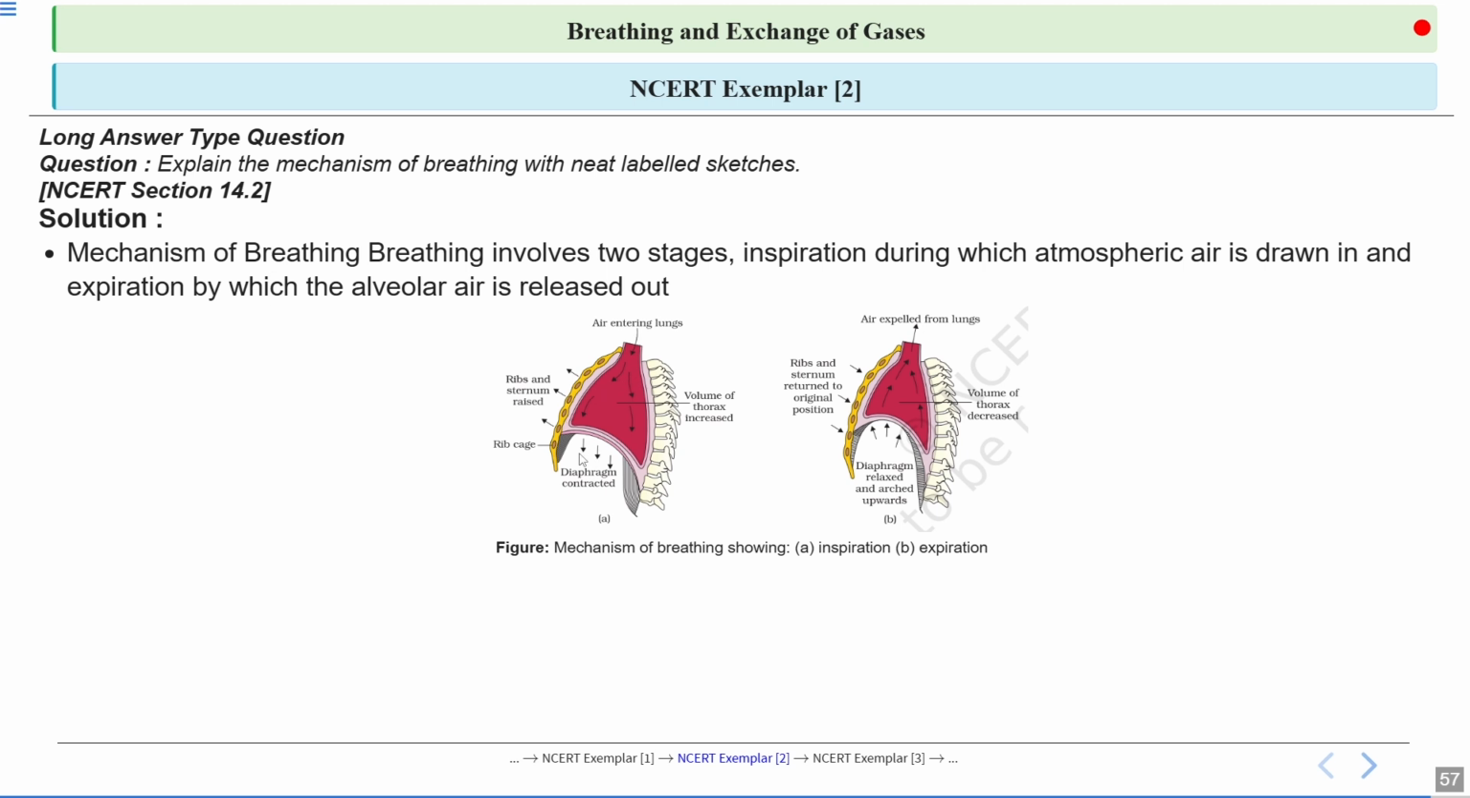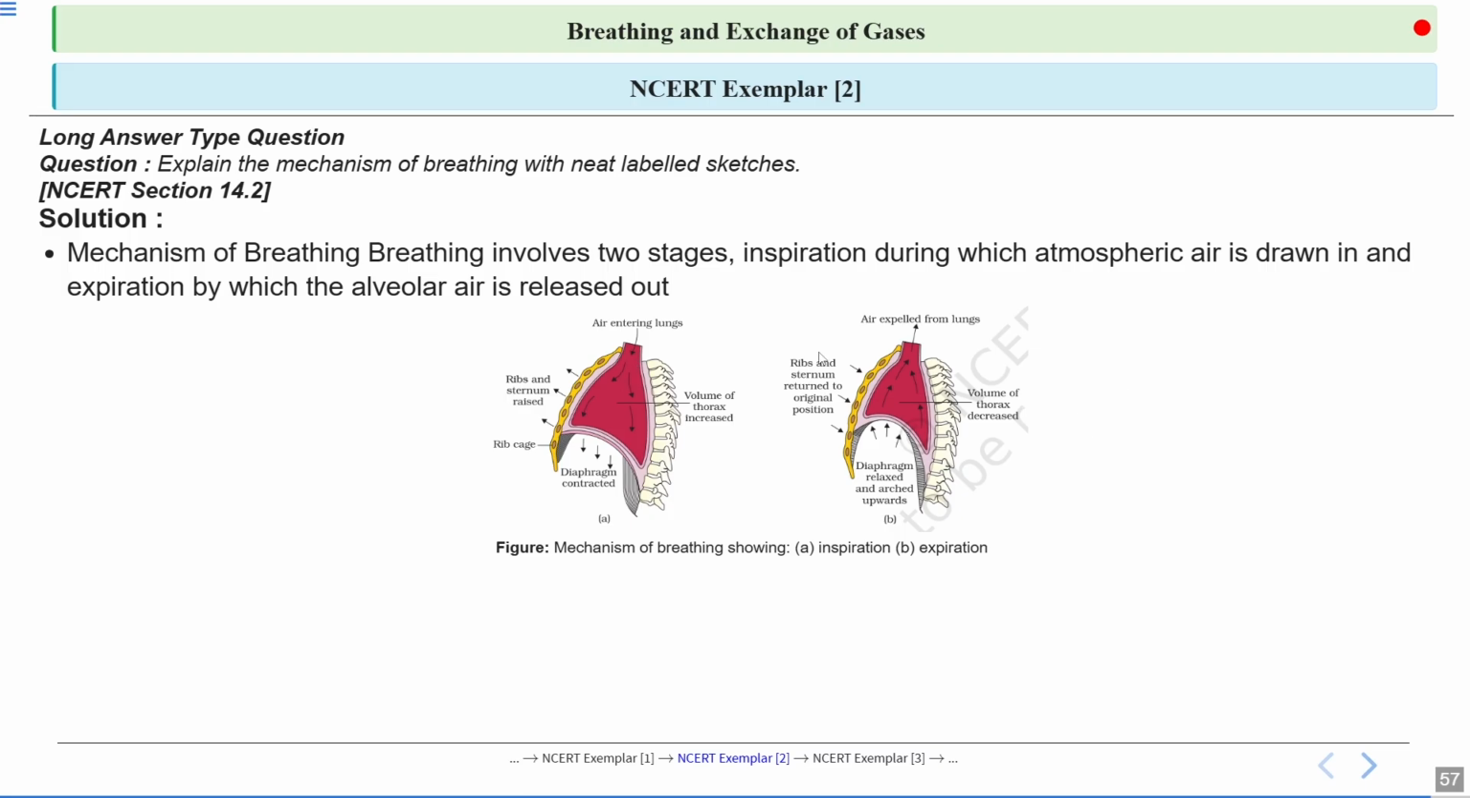So here you can see two things are happening: the contraction of these muscles pulls the diaphragm downward, making it flat, and when the intercostal muscles contract, it makes the ribs move upward and outward. So the thoracic cavity increases. You have to draw this arrow. This arrow is very, very important. It shows the air entering inside the thoracic region.